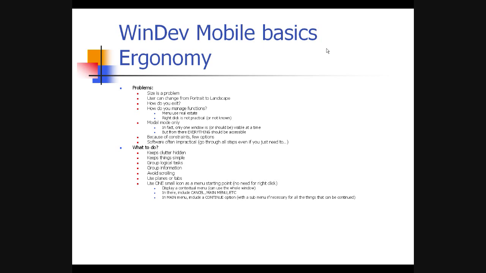In the main menu, you're going to also want to include a continue option with a submenu if necessary for all the things that can be continued. Let's see how that would work. Let's say that you're dealing with an application where the user can enter a company, contacts, project, orders, things like that on his laptop. We are dealing with a rep who is entering this kind of information.